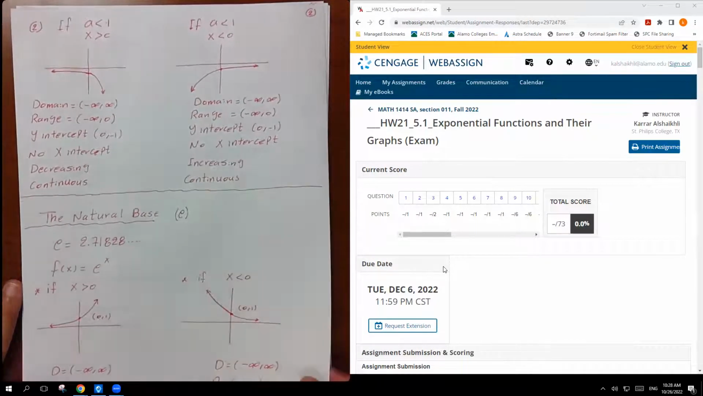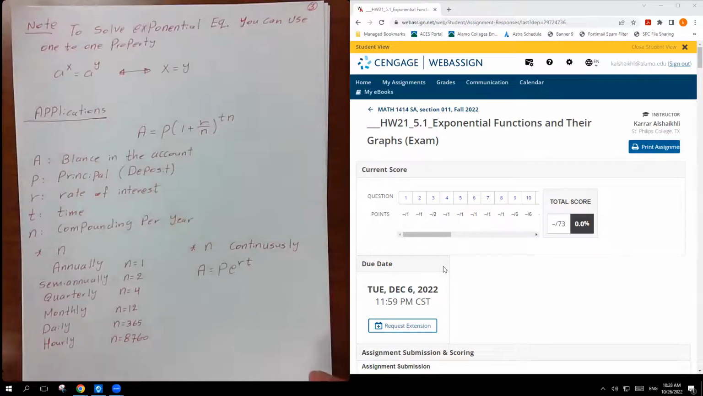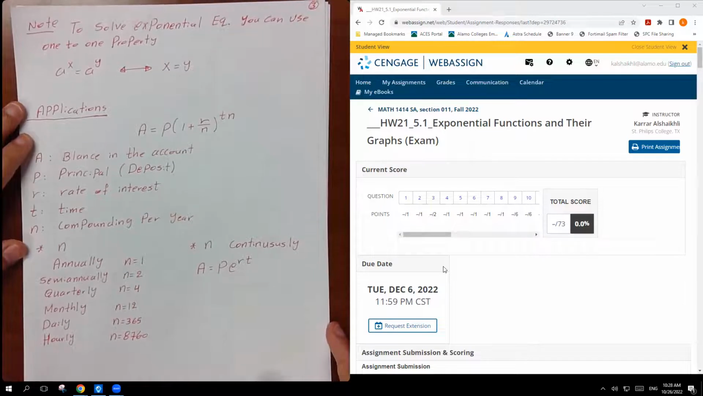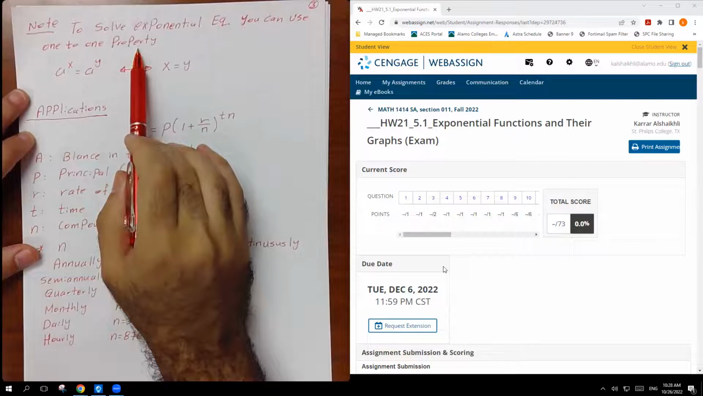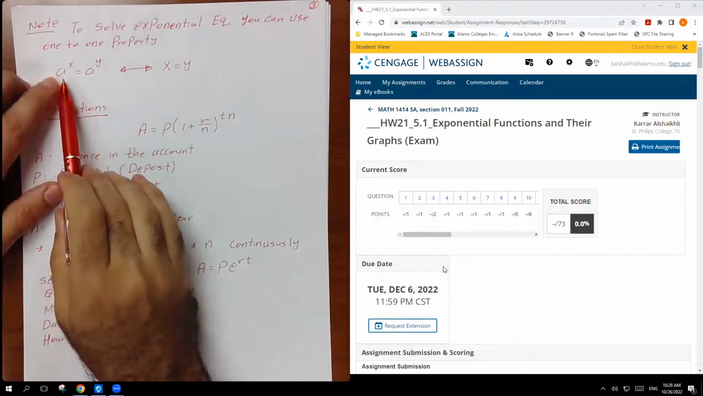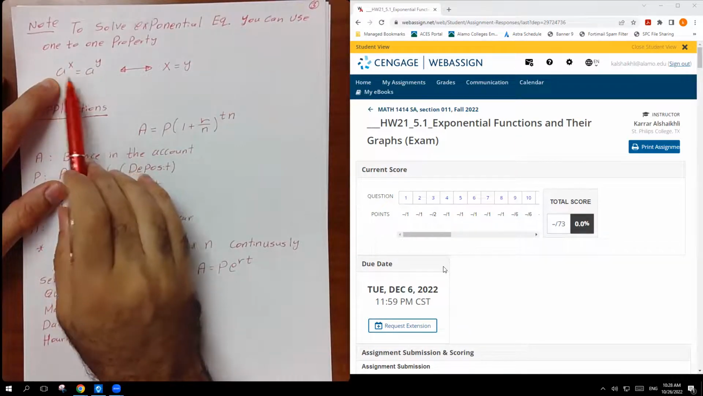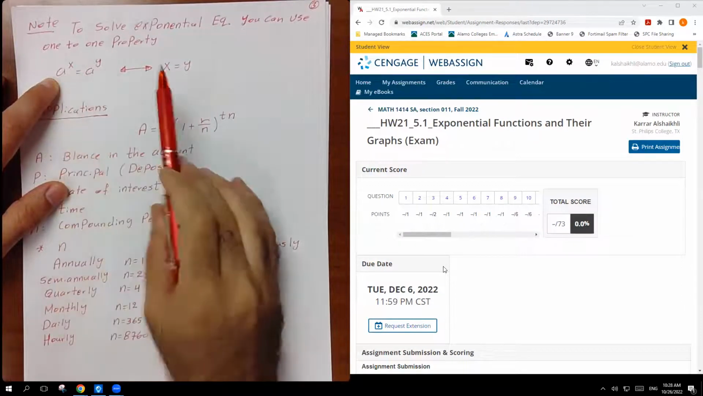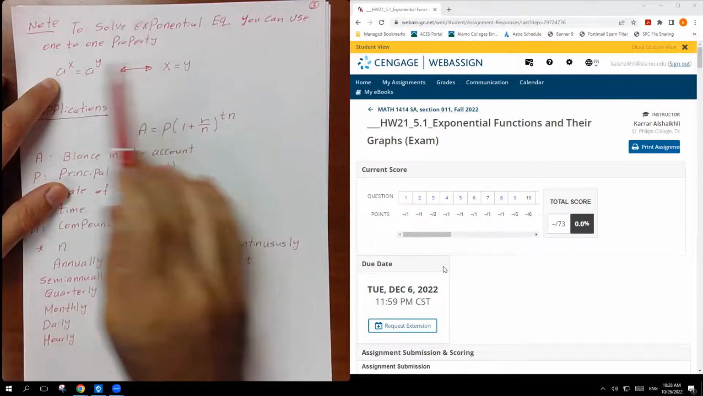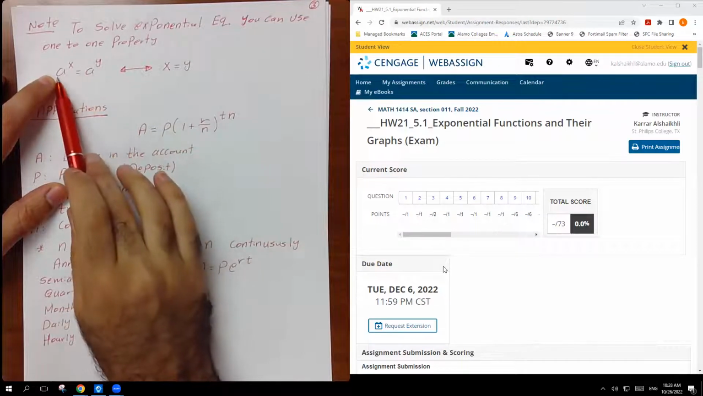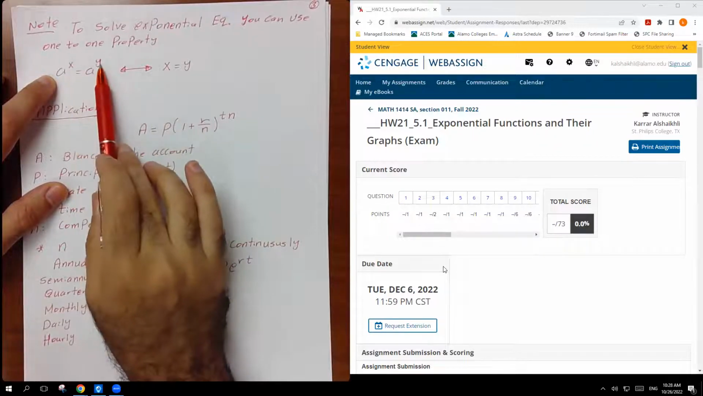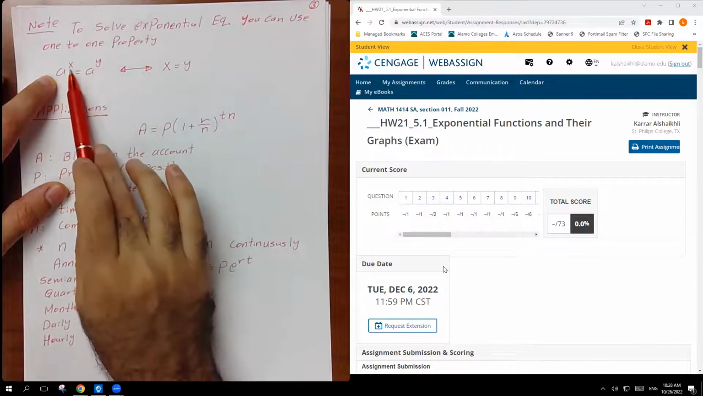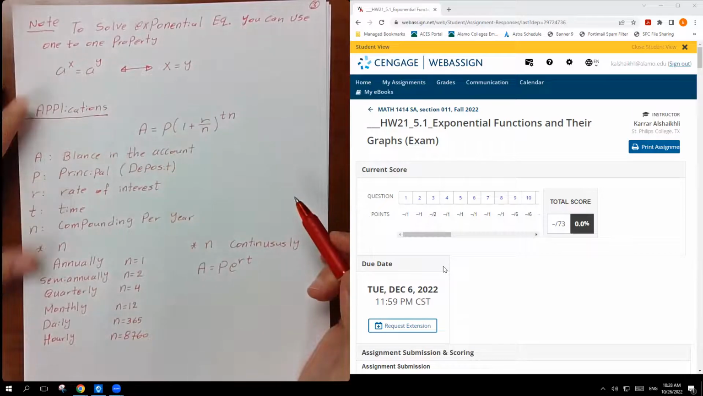Let's move to the next part. This is a really important note. To solve an exponential equation, you have to use the one-to-one property. One-to-one property means if you have equal bases, you have equal exponents. Equal bases means these bases are the same, so we have equal exponents. Again, equal bases means we have equal exponents.